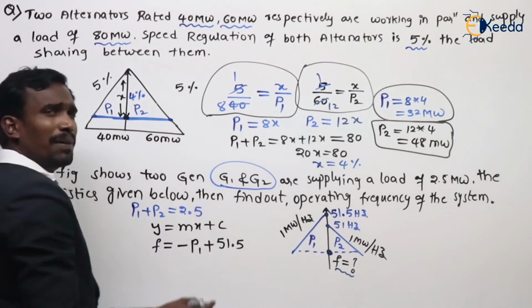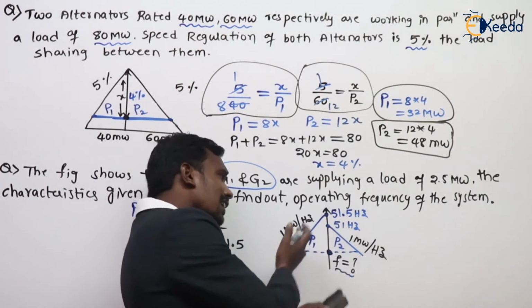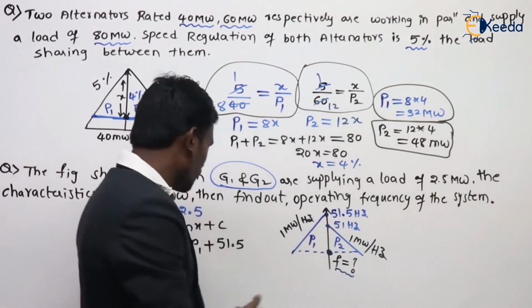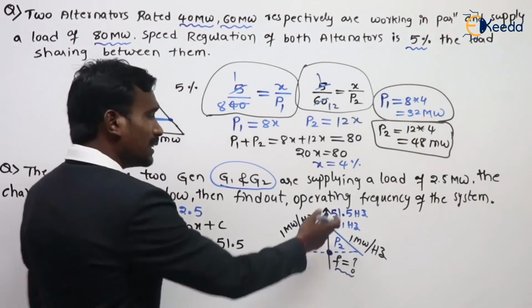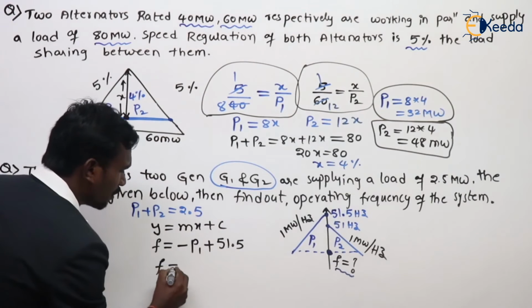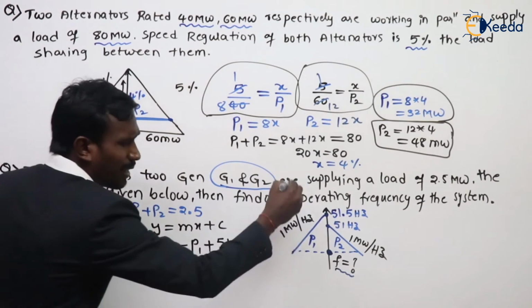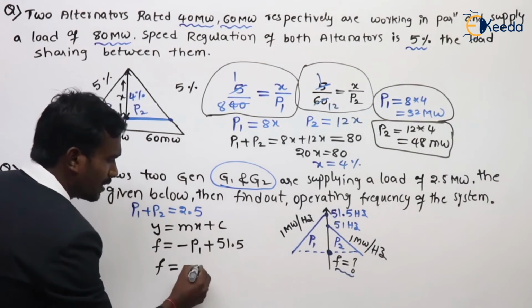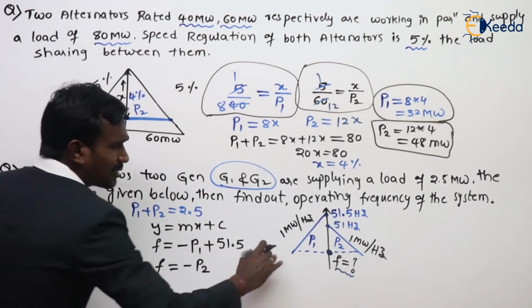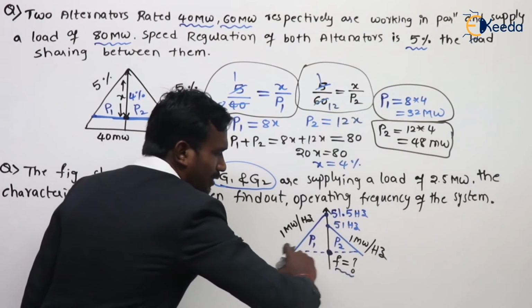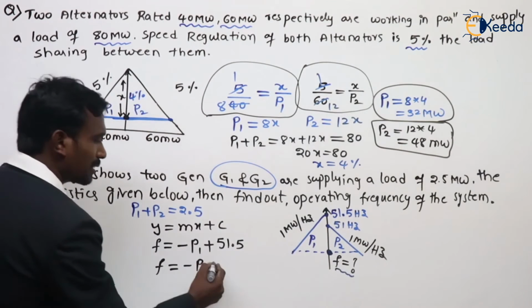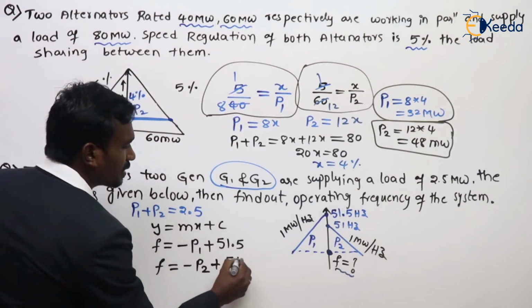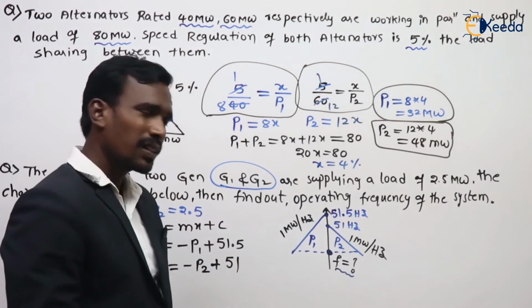Sir, why is m minus 1? Because m is decreasing in nature, that's why I take minus 1. This is for P1. What is it for P2? f is equal to minus 1 times P2 plus c. Here the x-axis is P1, and here the x-axis is P2. y is equal to mx plus c. What is c here? c is 51.